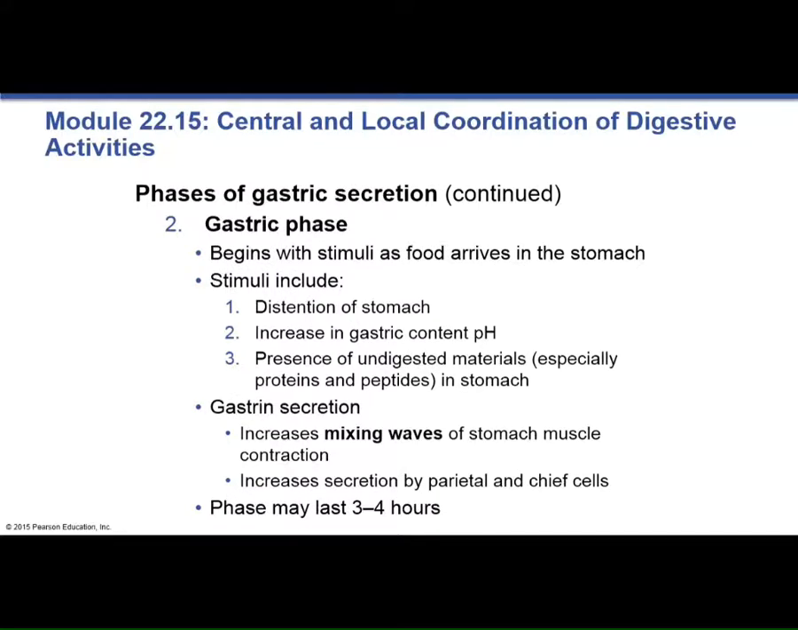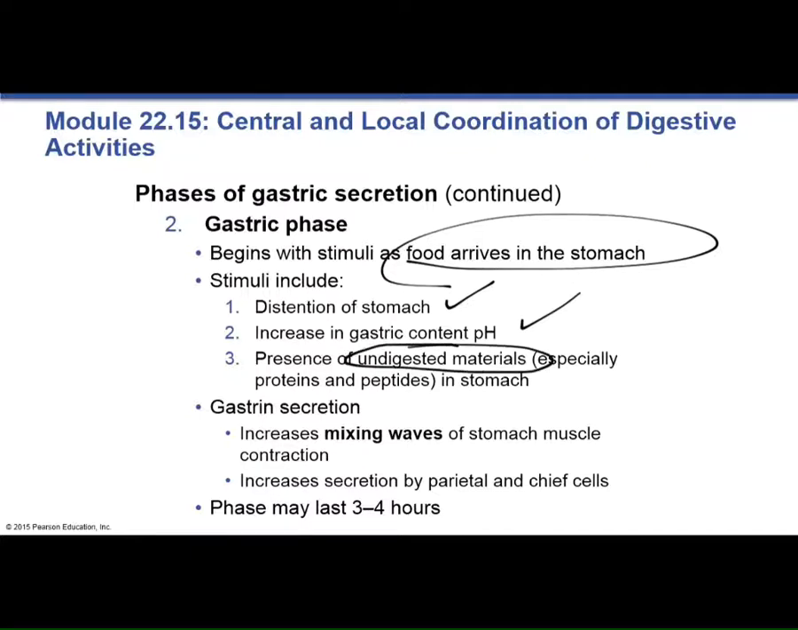At this point, you're bringing food into your body. It's going down to your stomach. Your stomach is going to distend. It's going to increase the gastric secretions, increase the stomach acids. And now those undigested materials, especially proteins and peptides, are going to cause your stomach to make gastrin. Gastrin is going to cause your stomach to start going through waves, mixing all that, making more HCl from the parietal cells, making more pepsin from the chief cells, and this can go on for 3 or 4 hours. You're mixing and breaking down by acid, and gastrin was involved here.